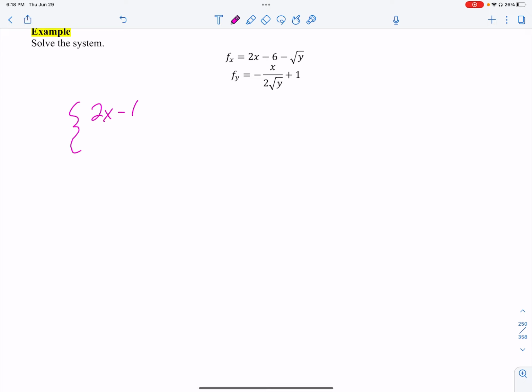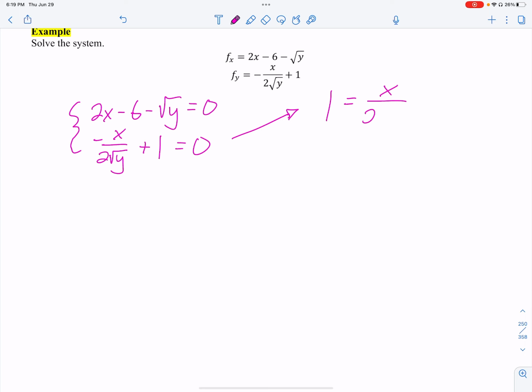2x minus 6 minus the square root of y, plus 1, and that's equal to 0. We're setting these equal to 0 to create a system. I see that square root of y, and I'm like, oh, we should find some way to make that better for us. So I'm actually going to manipulate this equation. I got 1 equals x over 2 times the square root of y. That's just adding that term over. I'm going to multiply both sides by 2 square root of y, and that's going to be equal to x. So that means the square root of y is equal to 1/2 x.